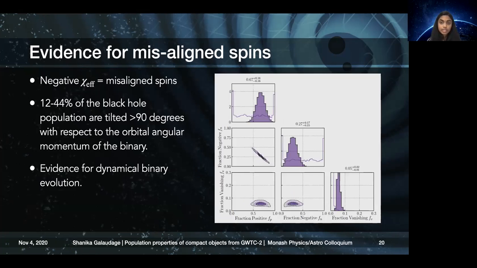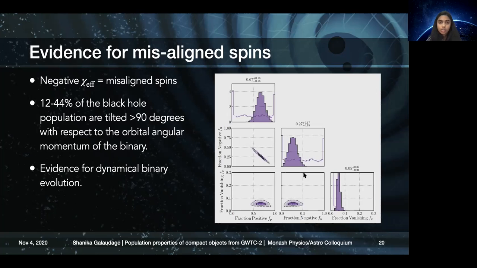Advancing the slide, on the right here, we've also calculated the fraction of chi-effective values that are positive and the fraction that are negative. This is just to confirm that we do have negative chi-effective spins. In fact, we find that 12 to 44% of the black hole population is tilted more than 90 degrees from the orbital angular momentum. So this really hints at dynamical binary evolution, assuming that misaligned binaries are dynamically formed.